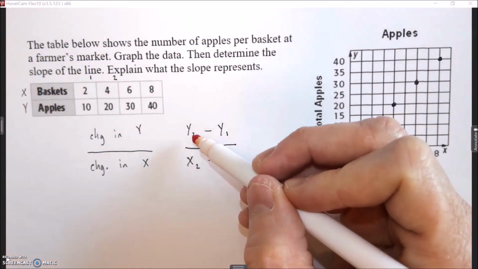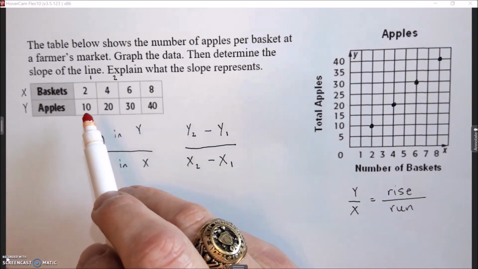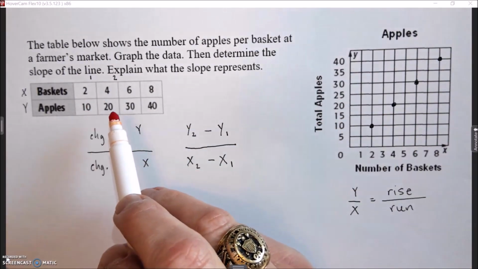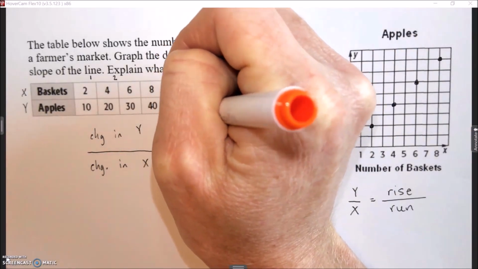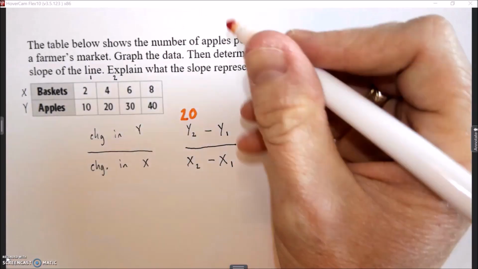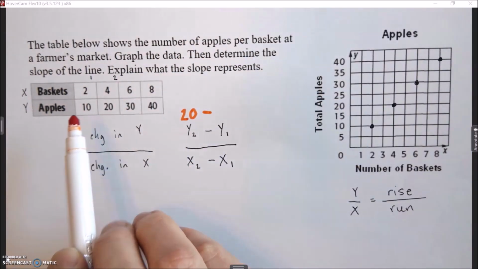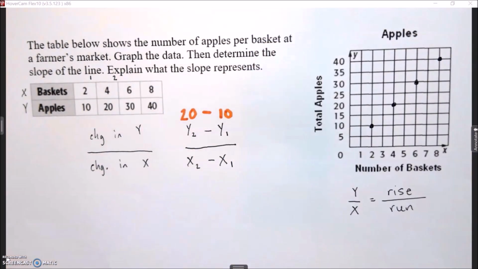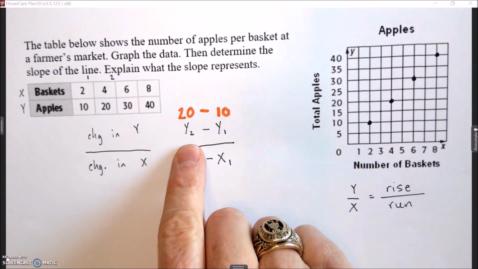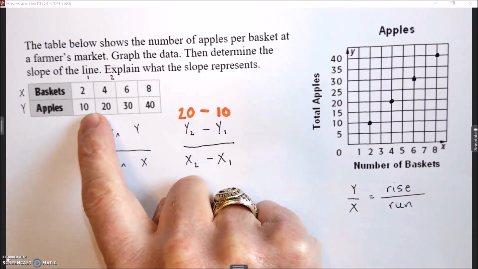So what we're going to do is take the second y that's listed. That is the first one. That is the second one. So I'm going to take the second y minus, what is the first y? 10. Just like that. We took the second y minus the first one, minus 10.